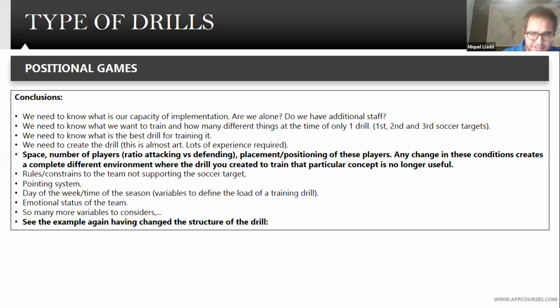Number of players, space, the positioning of those players. As soon as we change them, maybe we blow up the entire soccer target of our drill, and it opens up a new scenario. So we need to be really aware of that as well.